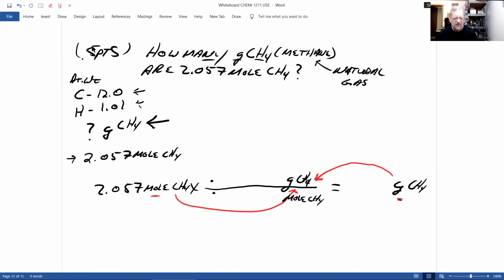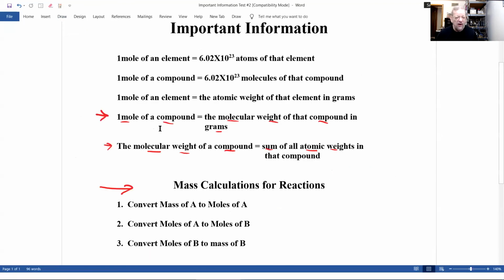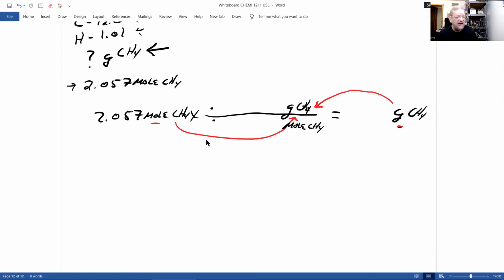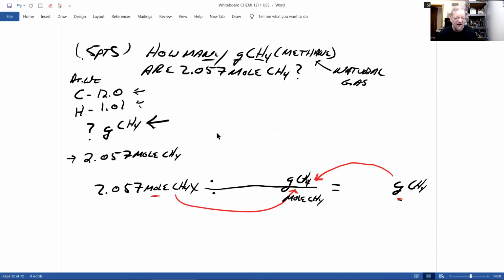And where do I get these numbers? From the fact that 1 mole of a compound equals the molecular weight of that compound in grams, and the molecular weight of that compound is the sum of all atomic weights. So I need the molecular weight of methane. There's 4 hydrogens, and there's 1 carbon.